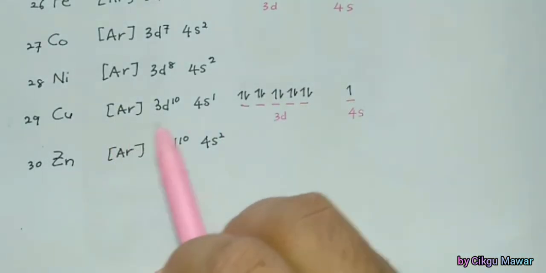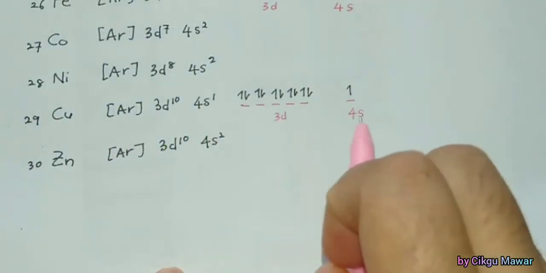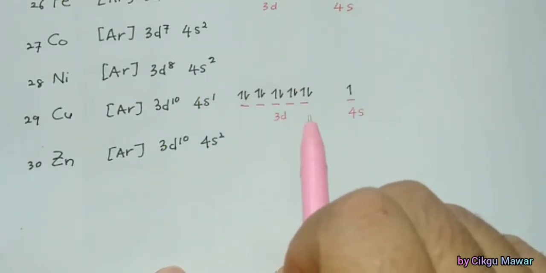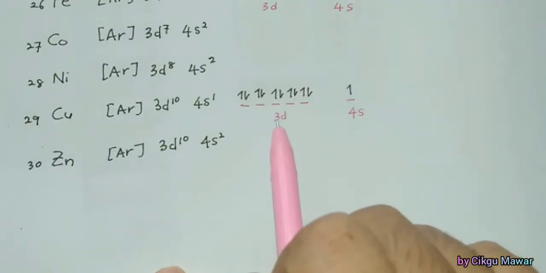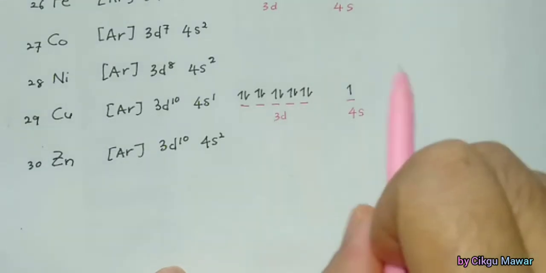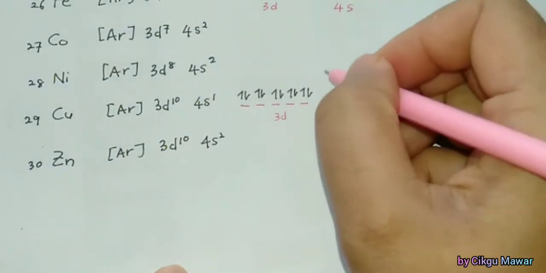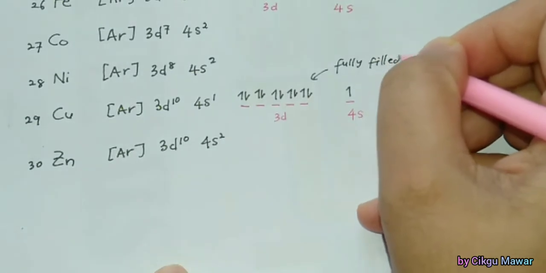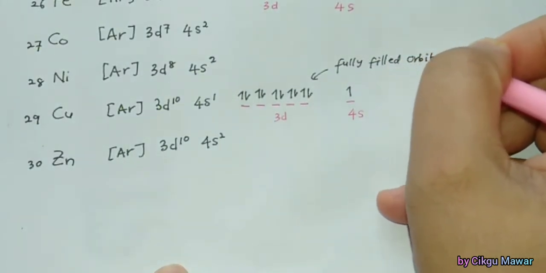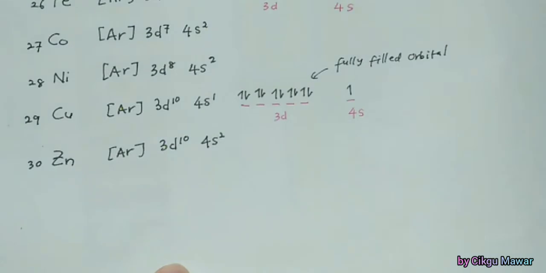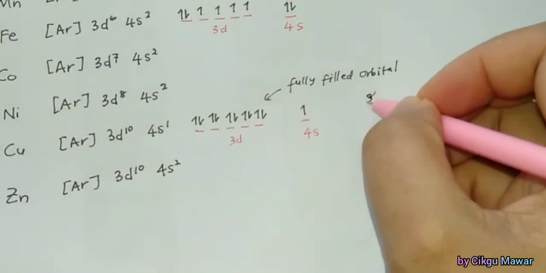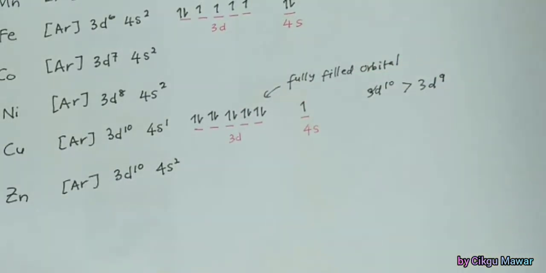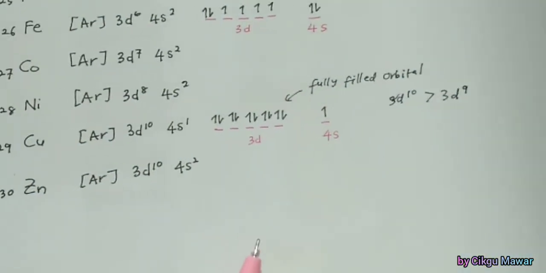So for copper, it has 3d10 and 4s1, which is more stable than 3d9 and 4s2, because the fully filled orbital is more stable than the partially filled orbital, which is 3d10 is more stable than the partially filled 3d9 orbital.